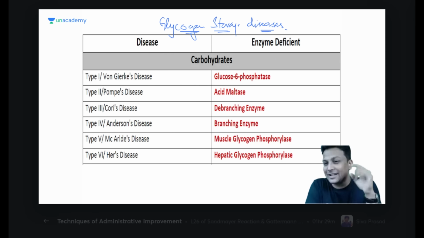Yes, look at that answers, guys. Most of the students are answering only liver, but remember glycogen will be stored in liver as well as skeletal muscle. Listen carefully. Liver as well as skeletal muscle.